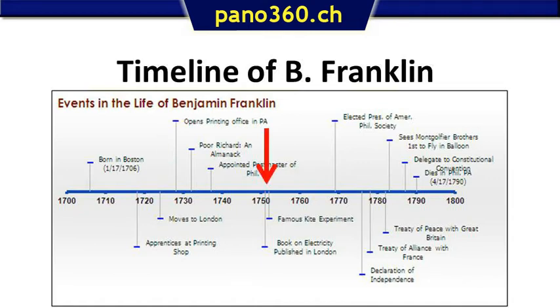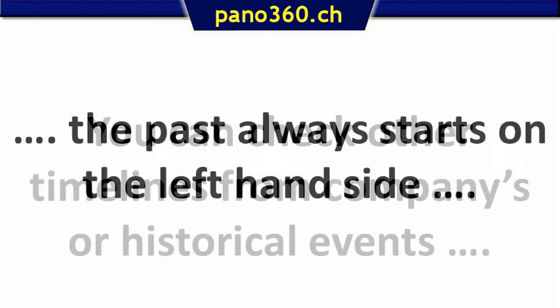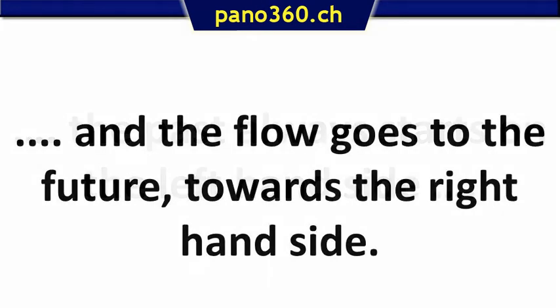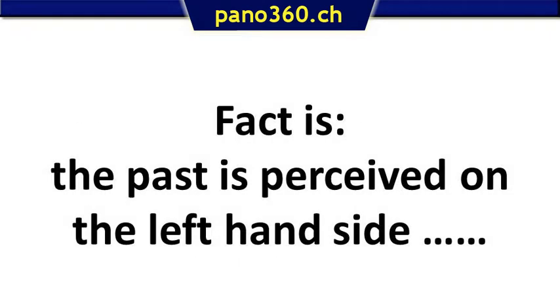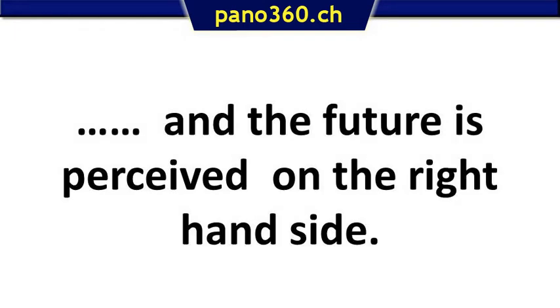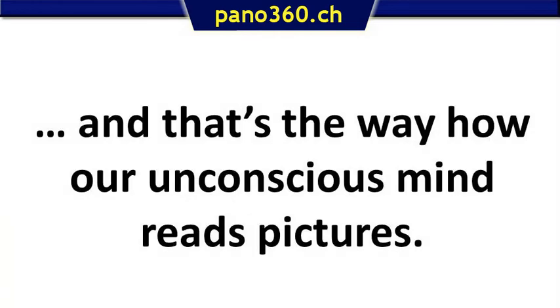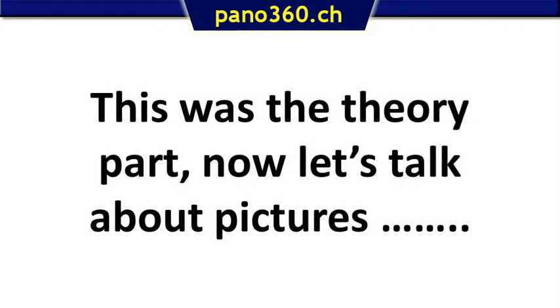You can check other timelines from companies or historical events. The past always starts on the left-hand side and the flow goes to the future towards the right-hand side. Fact is, the past is perceived on the left-hand side and the future is perceived on the right-hand side. And that's the way our unconscious mind reads a timeline, and that's the way our unconscious mind reads pictures. So, this was the theory part.